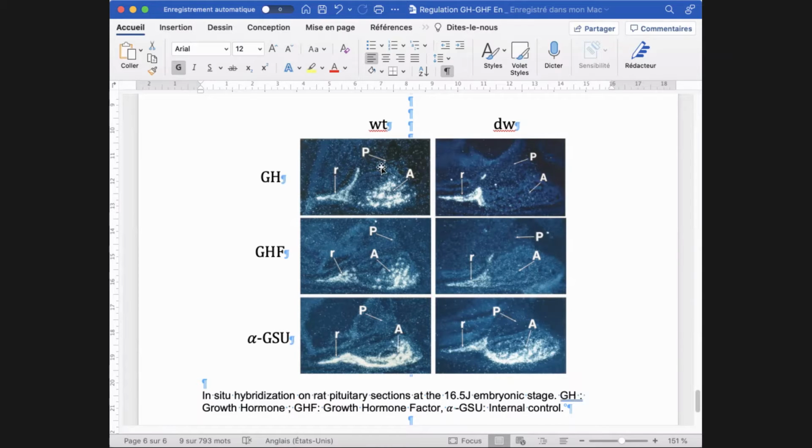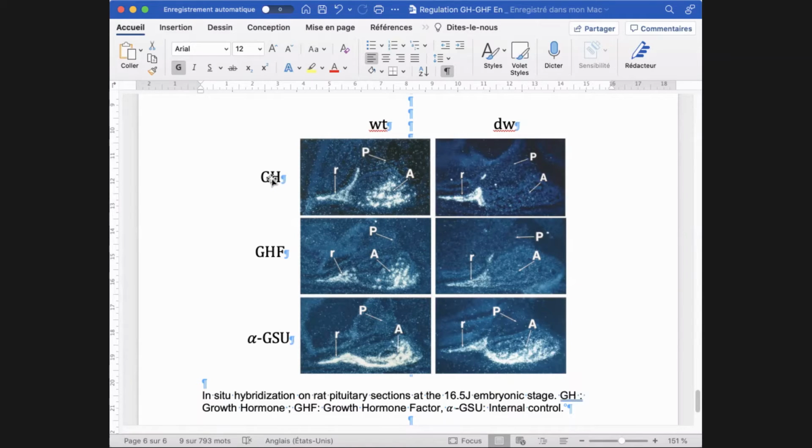So the question here is, can you make a conclusion on the molecular origin of the dwarfism in this type of rat? In other words, these rats on the right, they are dwarfed, and we want to know where the mutation is coming from, where the mutation is. Is it in GH or in GHF? The problem. So we're going to start analyzing just the mRNA accumulation in wild type rats.